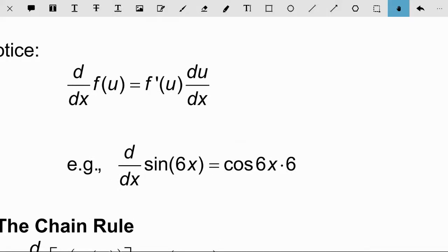You can say, when we take the derivative of some function of u, it's the derivative of the function of u times the derivative of the inside. So we're essentially doing the derivative from the outside in. And here's an example of that.